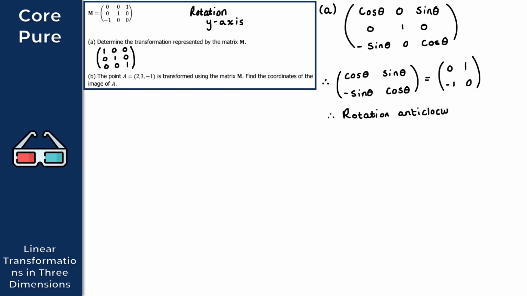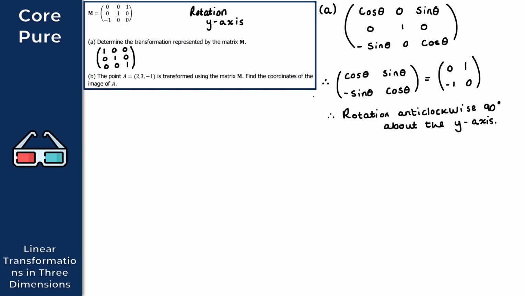Oh, I can't spell. It helps when you can spell. Try that again. I was never very good at English, so anti-clockwise, 90 degrees about the y-axis. Okay, and there we have it. So that's all we need then for part A. So a rotation anti-clockwise, 90 degrees about the y-axis. Okay, so that gives us the solution there to part A.